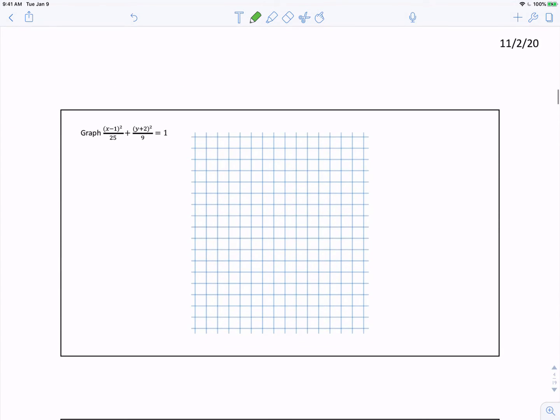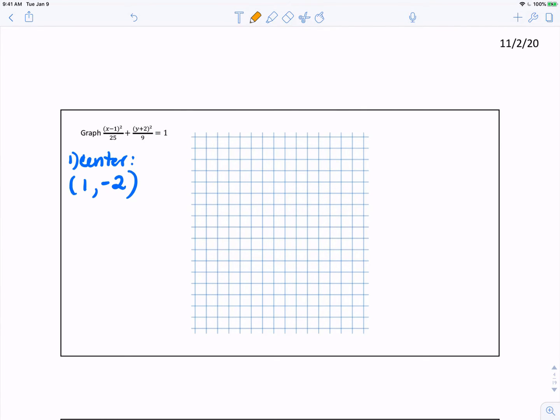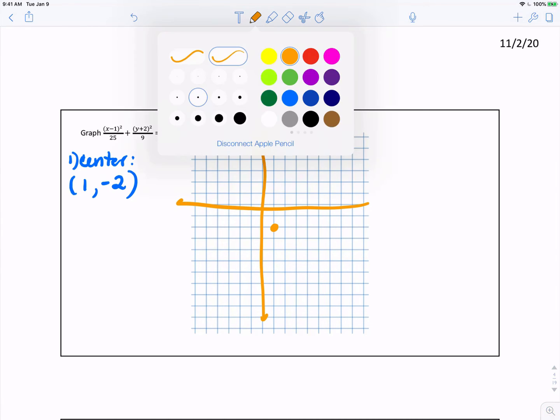Okay, what happens when we have an ellipse that's not centered at the origin? Well, let's do an example. So we take a look at this one. The first thing we're going to do is find the center, and we ask ourselves, what is being subtracted from x? 1. What is being subtracted from y? -2. So this ellipse is going to be different in that it's going to be centered at 1, -2. So we'll get started to graph this. At 1, -2, there we have our center.